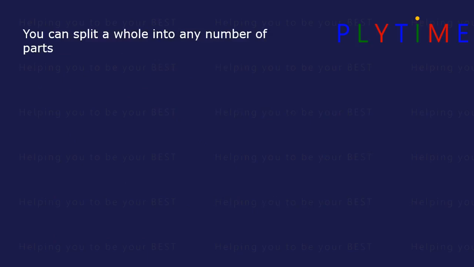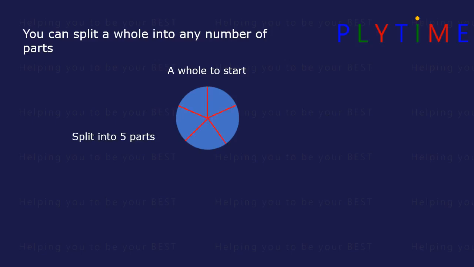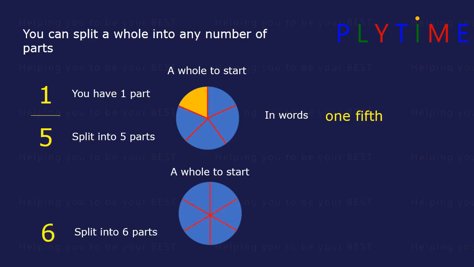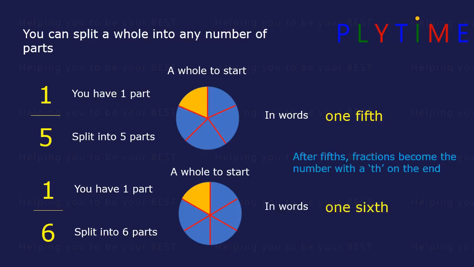You can split a whole into any number of parts. We have a whole to start, and this time we've split into 5 parts. 5 is the denominator, we have a dividing line and we have one part. This is known as 1/5. We have a whole to start, split into 6 parts this time. 6 is the denominator, the dividing line, we have one part, 1's the numerator. In words this is 1/6. After fifths, fraction becomes the number with a th on the end, 6th, 7th.